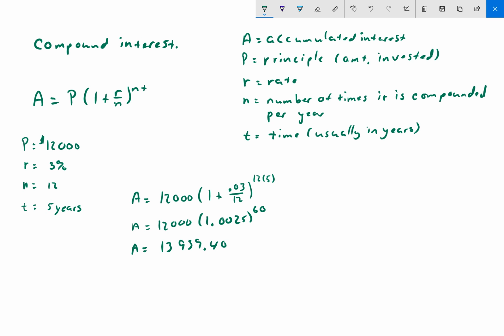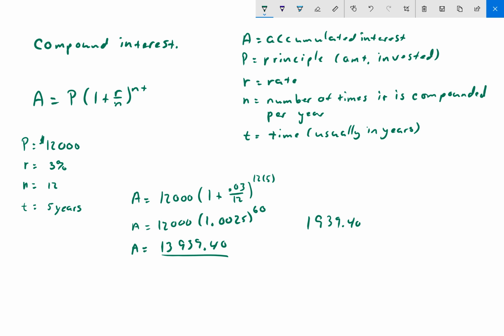13,939.40. What's interesting is this is if you bought a car and you borrowed $12,000 and you were paying 3% interest, and you were supposed to make monthly payments for 5 years, you're actually paying an additional, well, $1,939.40. And that's kind of how it works. You just have to identify those values, plug them on in, and that's it.